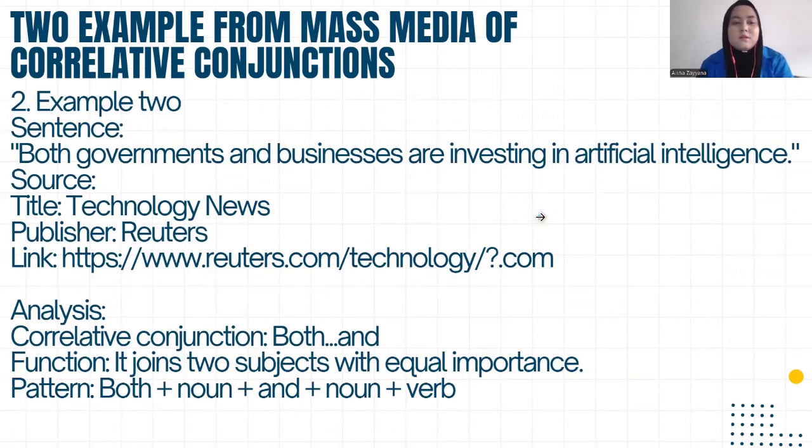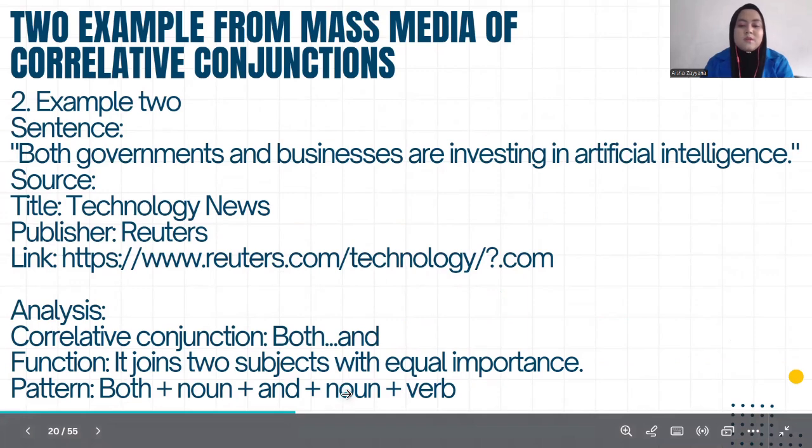Example 2. The sentence is: both governments and businesses are investing in artificial intelligence. The source is technology news, Reuters. We can analyze it. It forms both and. The function is to join subjects with equal importance. The pattern is both noun and noun plus verb.